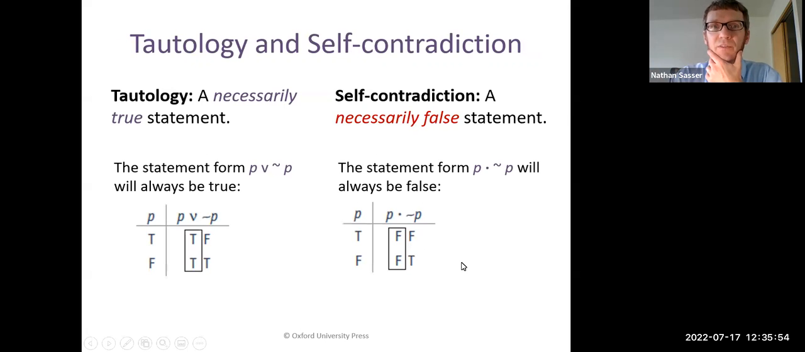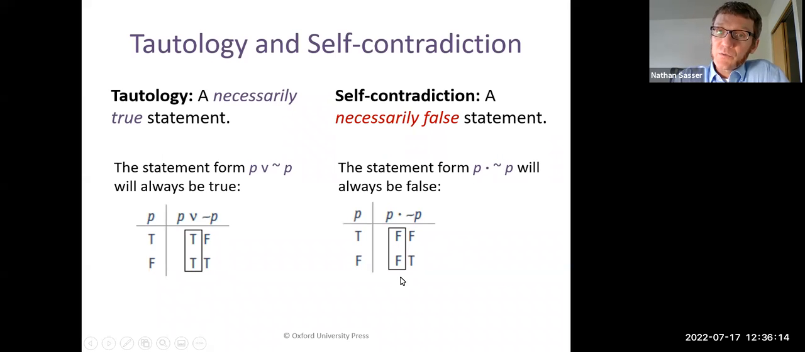So here's an example of a tautology. And look at this one over here. Here's the main operator, it's the wedge, and underneath the main operator, you've got true, true. It's all true. No matter what the truth value of P is, this compound statement is true. So it's a tautology. It's necessarily true.